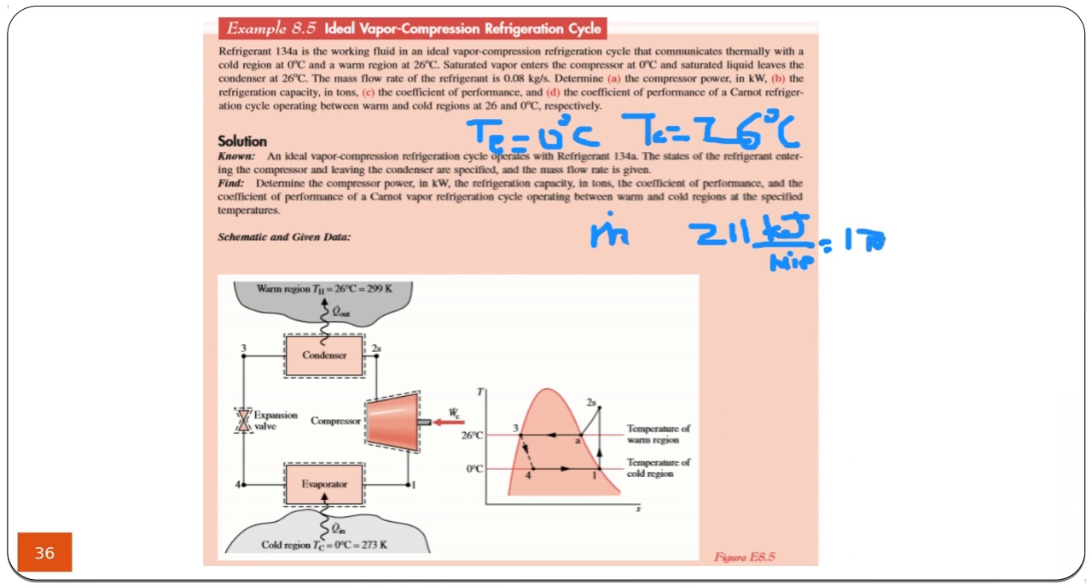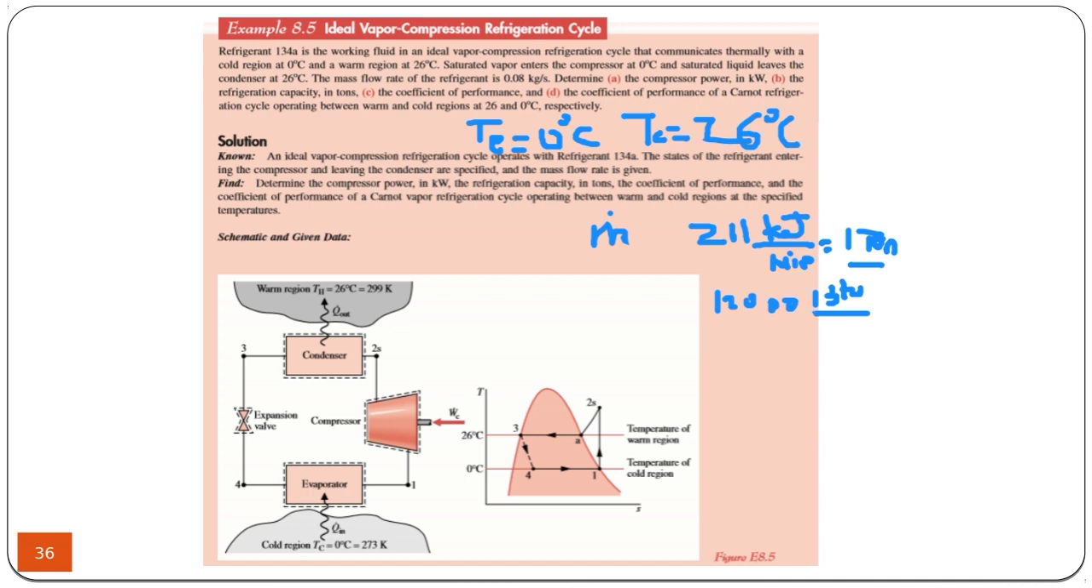So when I say 1 ton of cooling, you should understand that it's an energy rate of 211 kilojoules per minute, or it's also equal to 12,000 BTUs per hour.